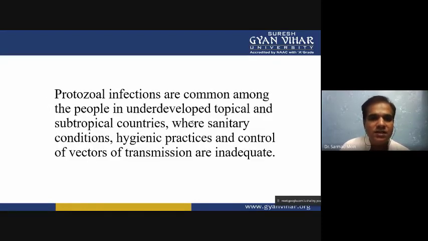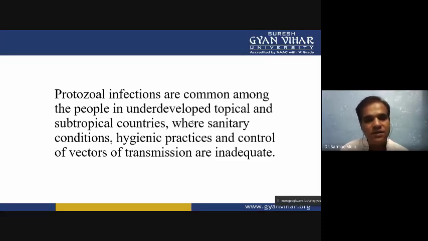Then protozoal infections are common among the people in underdeveloped tropical and subtropical countries, where the sanitary condition, hygienic practice, and control of vector of transmission are inadequate. We already know that Entamoeba histolytica infection happens because people are drinking contaminated water and taking contaminated food. So through contaminated food and water, these amoeba or many other protozoal infections are spreading. So when we are using the water, we always have to boil it completely. Then only we have to use it.